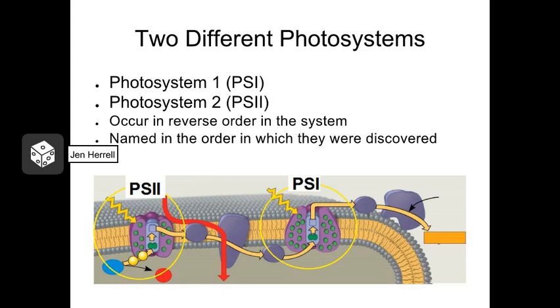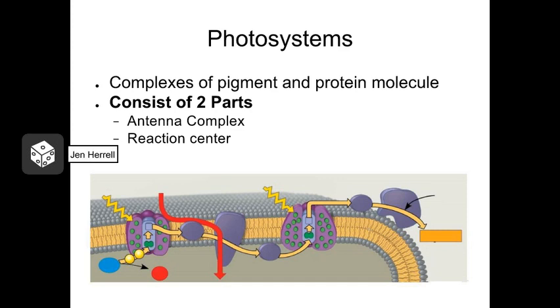Here's a little bit more realistic diagram of our thylakoid machinery. The photosystems are circled in yellow. Remember that the photosystems are named in reverse order, so PS2 occurs in the chain before PS1. Also notice that these two photosystems are connected together by an electron transport chain. Each photosystem consists of two different parts, an antenna complex and a reaction center.